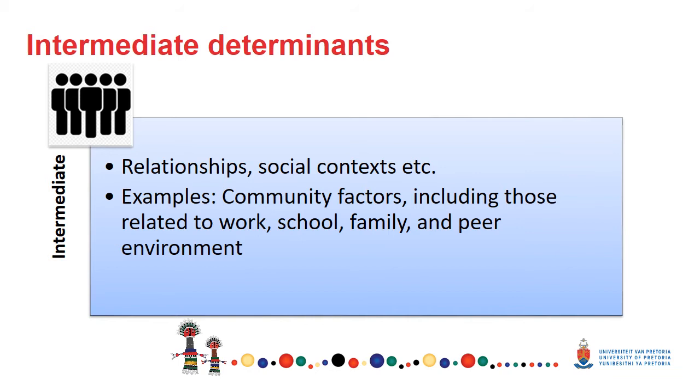Intermediate determinants of health include things such as relationships, social context, and so on. Examples include community factors, including those related to work, school, family, and peer environment.